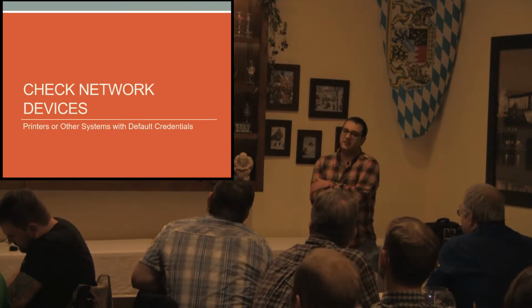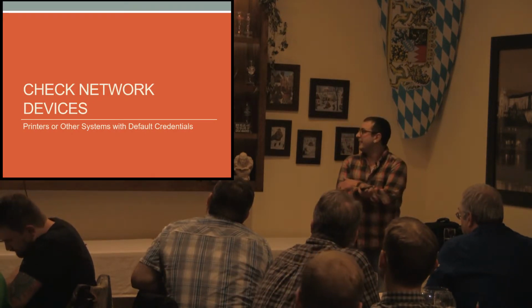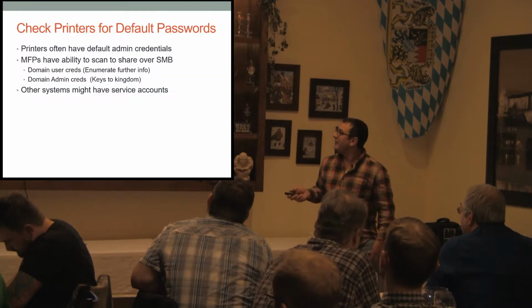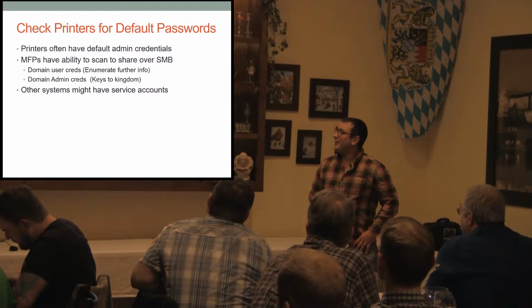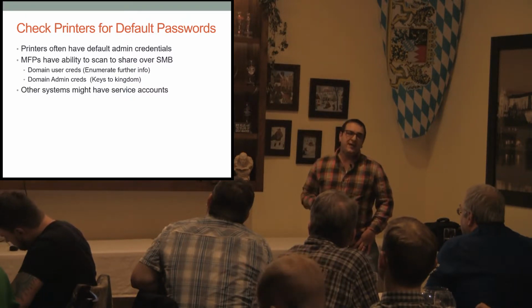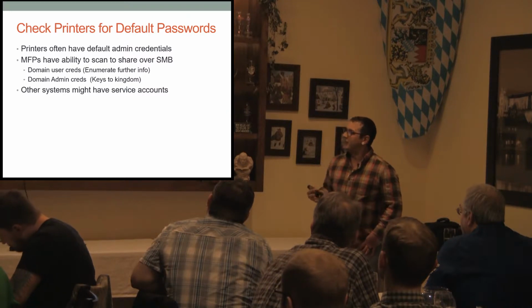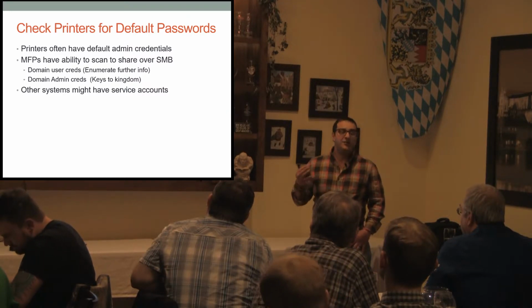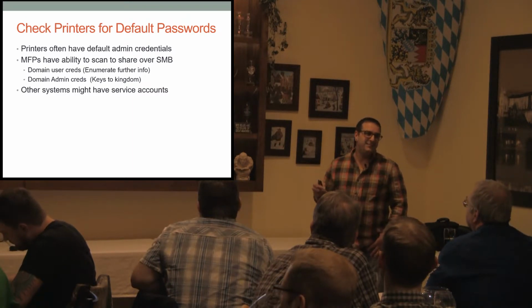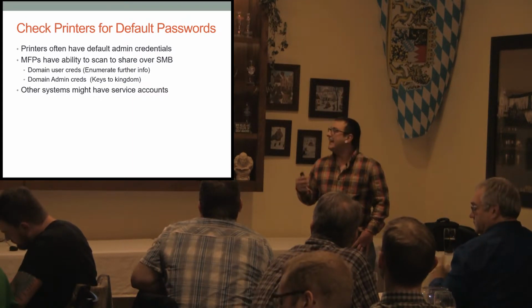The other piece here is you can start to look at other network devices, things like printers or other systems that have default credentials. Printers are actually awesome. They've worked out really well for me in the past. So many environments have multi-function printers, the printer, scanner, copiers, these huge things like Sharp printers that have passwords of admin and Sharp, or admin.